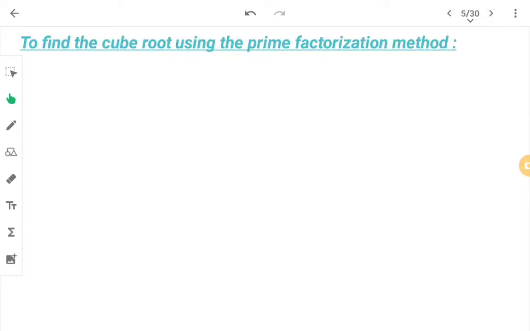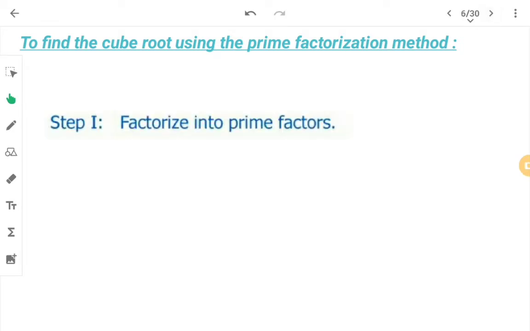Now to find the cube root using the prime factorization method, we are going to follow a 3-step process. Step 1, factorize into prime factors. We know it, right? In the prime factorization method, we use only prime numbers to factorize the given number.